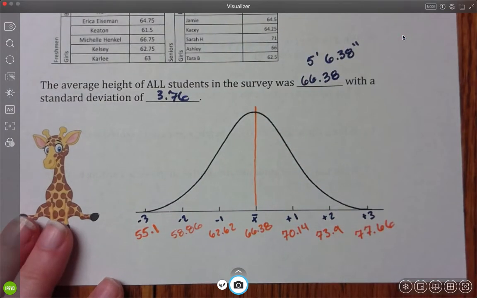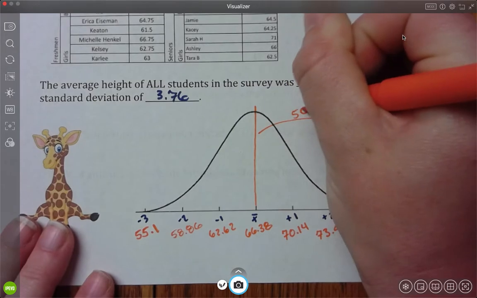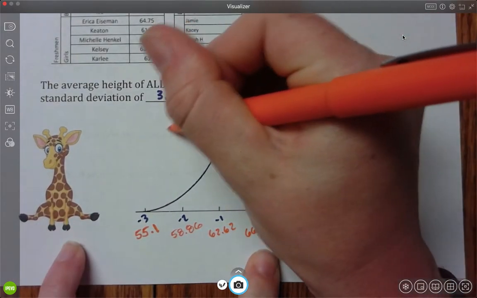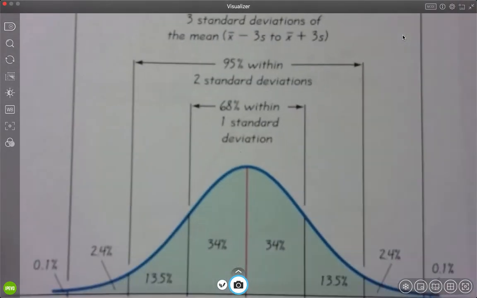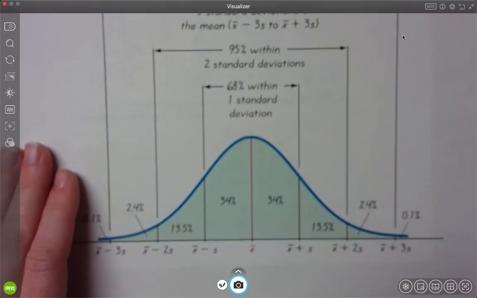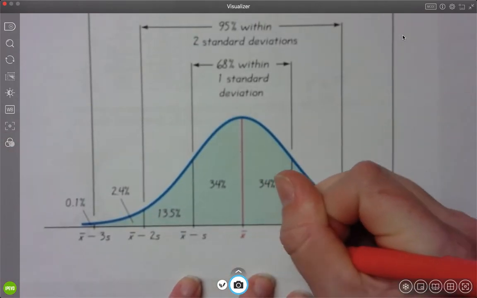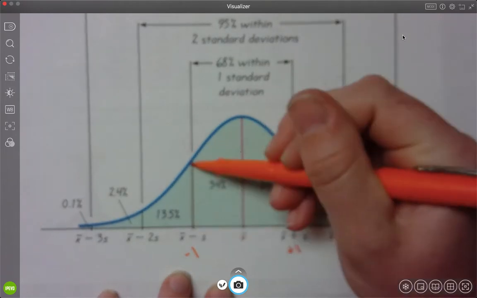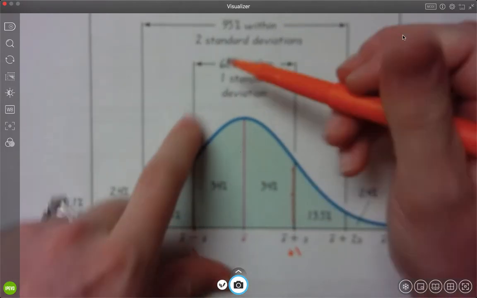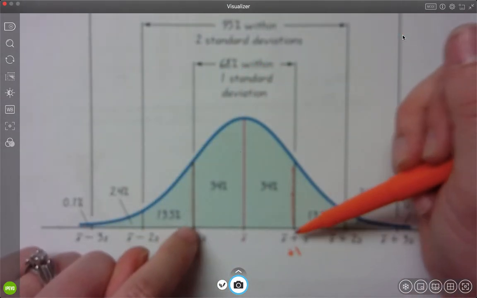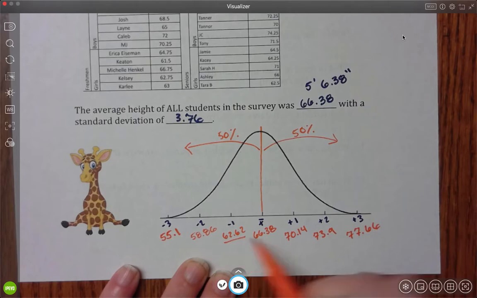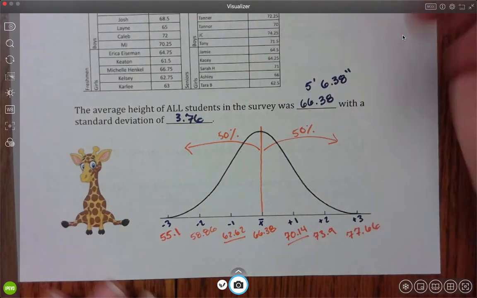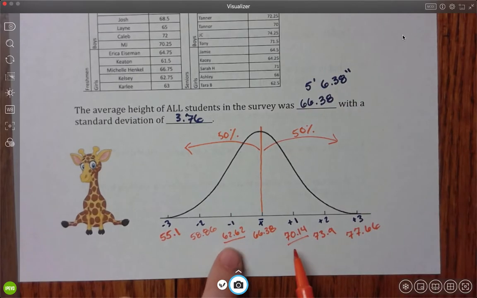Basically what's happening here is this middle part, 50% of all students should be taller than 66.38, and 50% of all students should be shorter than 66.38. Then from there, we can follow the empirical rule, which tells me a little bit more information. So this would be my +1 standard deviation, this would be -1. If you remember from when we did this in class, between those two cutoff points there is 68% of students. So I can say that about 68% of all the students in the high school should be between 62 inches and 70 inches, approximately. Okay, so that's how that works.